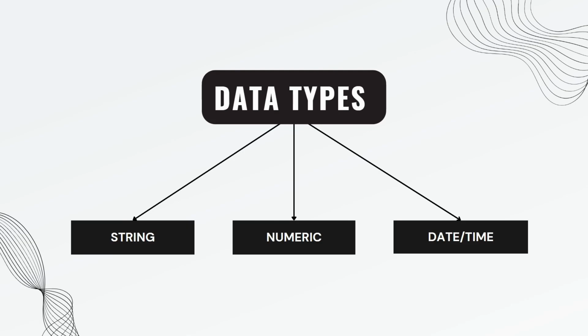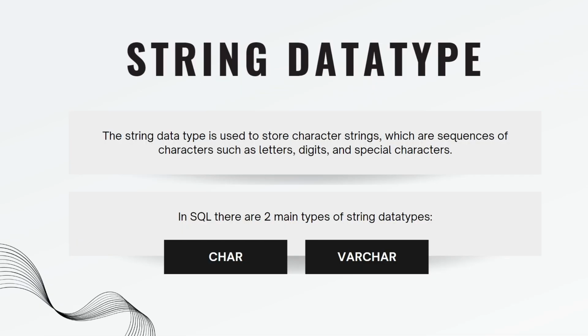Here are the common types of SQL data types: string, numeric, and DateTime data types. In SQL, the string data type is used to store textual data such as words, sentences, or alphanumeric characters. There are typically two main string data types, CHAR and VARCHAR. Now let's look at what they are and what the differences are.